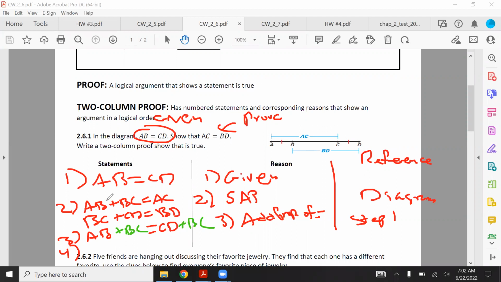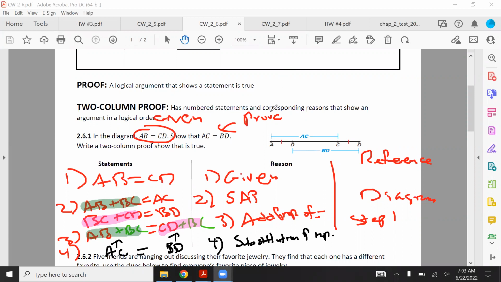well, AB plus BC is right there. BC plus CD is right there. So naturally, we can say AC has to equal BD now, because AC is that, and BD is that. And when you do that, we call that substitution. Substitution property of equality. Ultimately, you don't have to write the property of equality all the time. You could just say substitution property.